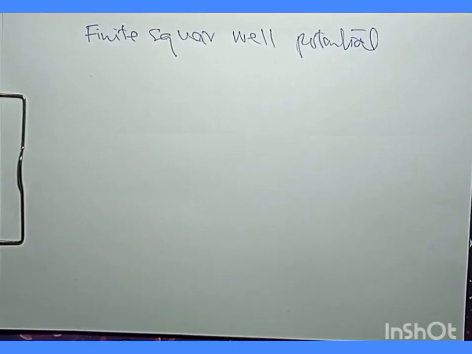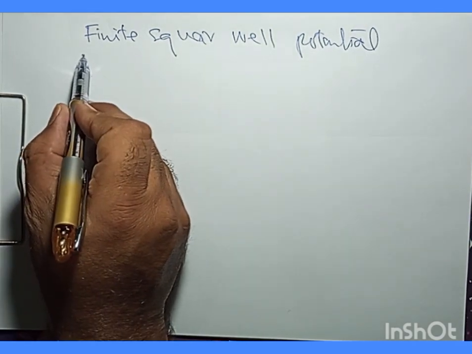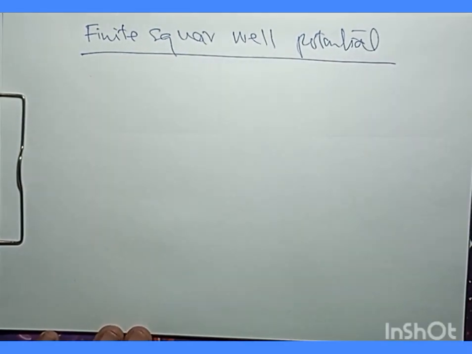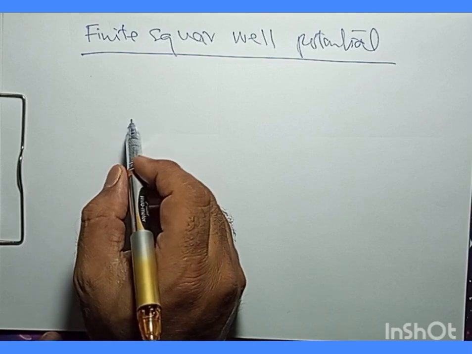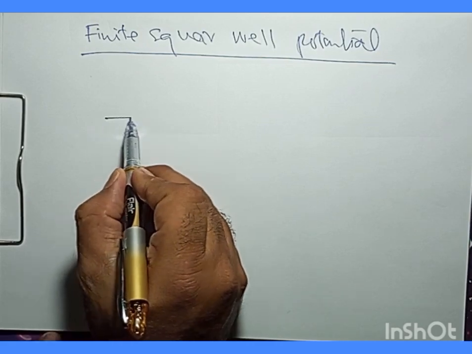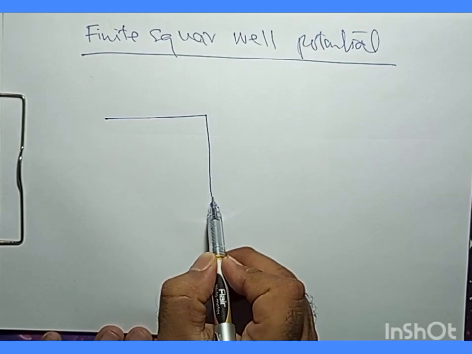So hello dear students, and I think today we have discussed in the classroom, we were discussing the potential barrier problem. And here I would like to have a discussion on finite square well potential. In the case of the finite square well potential, what we have is zero potential, and then there is a dip in the potential.